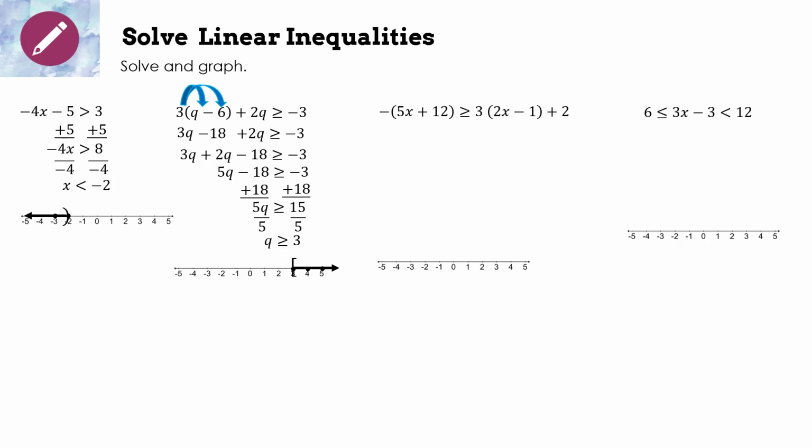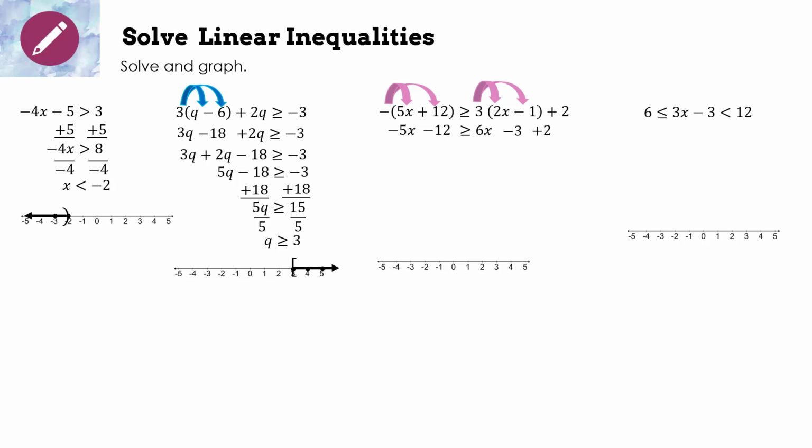-5x plus 12 is greater than or equal to 3 times 2x minus 1 plus 2. Right away, the distributive property. The opposite of 5x, or -1 times 5x, is -5x. The opposite of 12, or -1 times 12, is -12. Then we have to take 3 times 2x, which is 6x, 3 times -1, which is -3, and the 2 just hangs out.